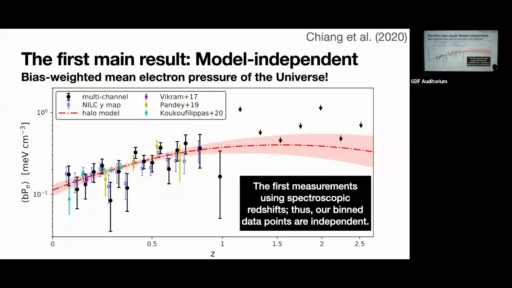For example, if you run different cosmological simulations of galaxy formation, they differ here. And these measurements can actually select which simulation is correct. So I'll get there later.